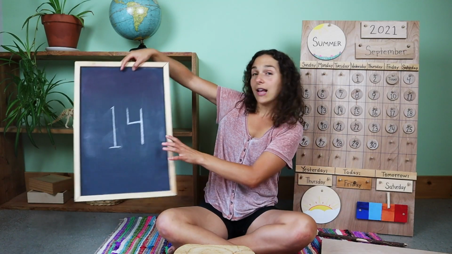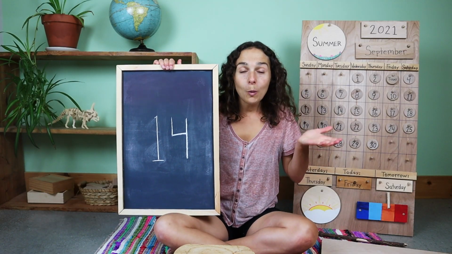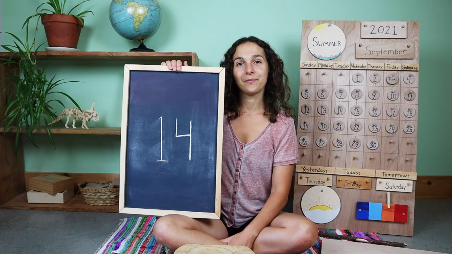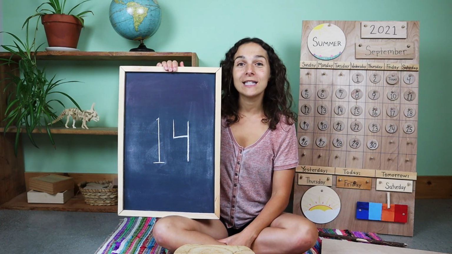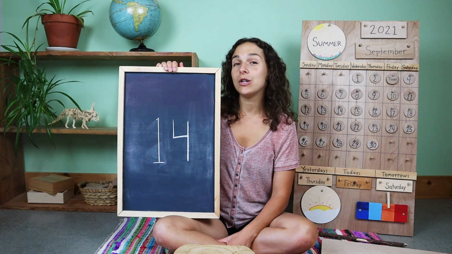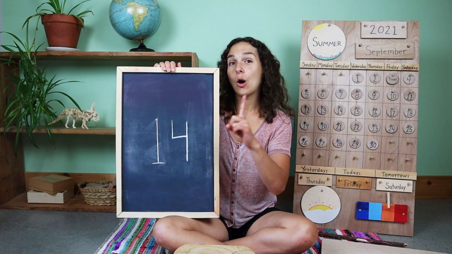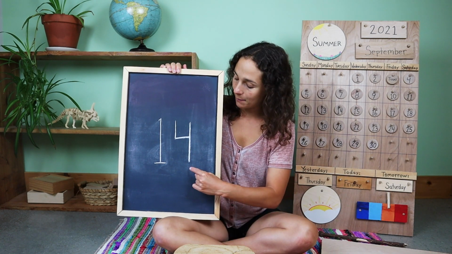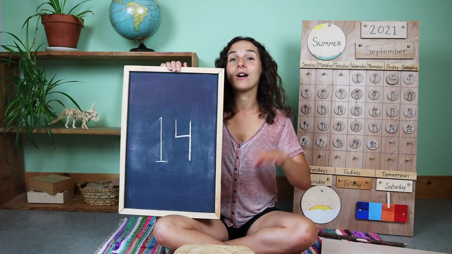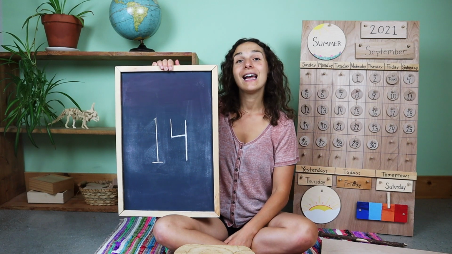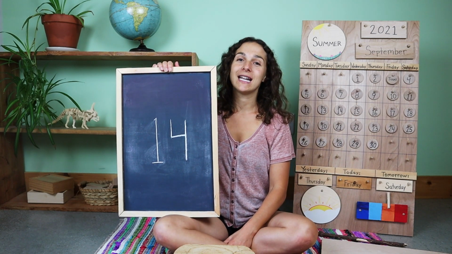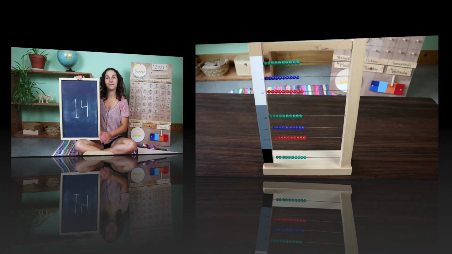And here is the number of the week. What double-digit number is this? 14. That's right. When you write the number 14, first you write the number 1, and then you write the number 4. 14. Let's count to the number 14 together using the large bead frame.